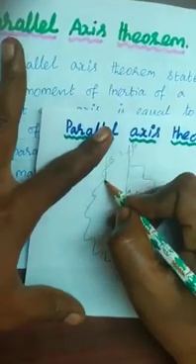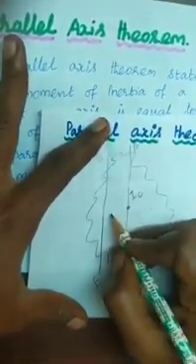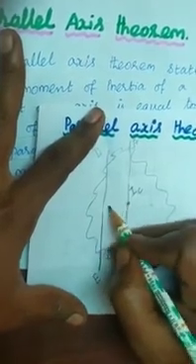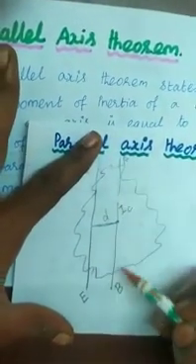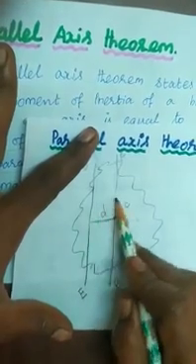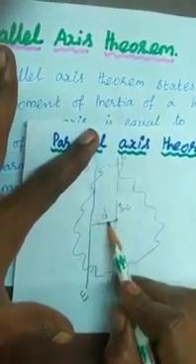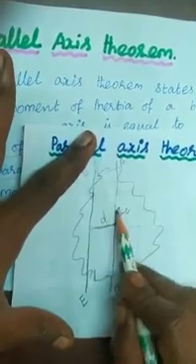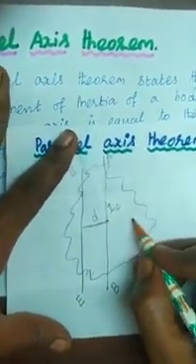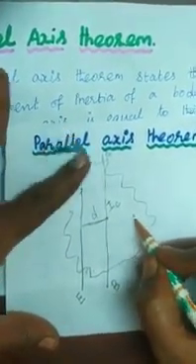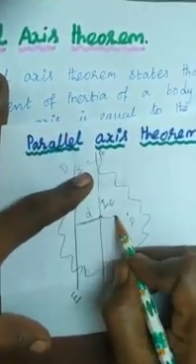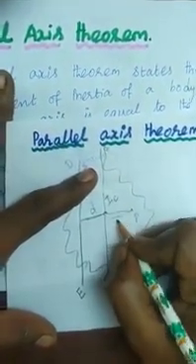Next we consider another parallel axis. That axis name is DE. The parallel axis is present at a distance D from the AB axis. Now we see that DE and AB are two axes parallel to each other, and here D is the perpendicular distance between the two axes. Now we consider another point P. This point P is present at a distance X from the AB axis.